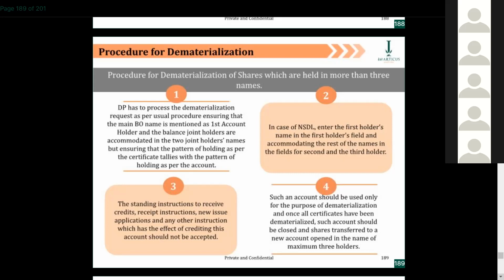Okay. So this account can be used only for the purpose of dematerialization, and once all certificates have been dematerialized, such account should be closed and shares transferred to a new account opened in the name of maximum 3 holders.